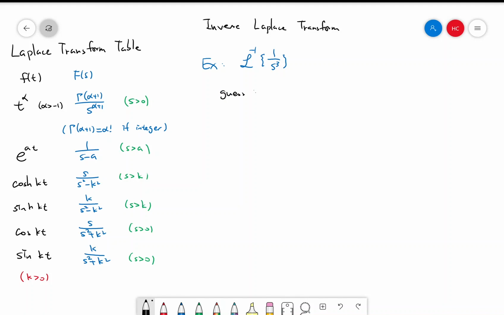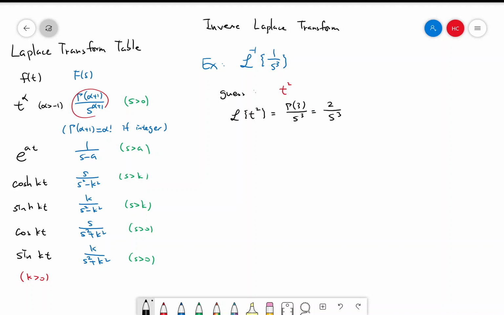So 1 over s cubed appears in the chart, kind of. And the alpha value is equal to 2, so our guess will be t squared. If we actually find the Laplace transform of t squared, we'll realize this is equal to gamma of 3 over s cubed. Gamma of 3 is 2 factorial, so it's 2 over s cubed.